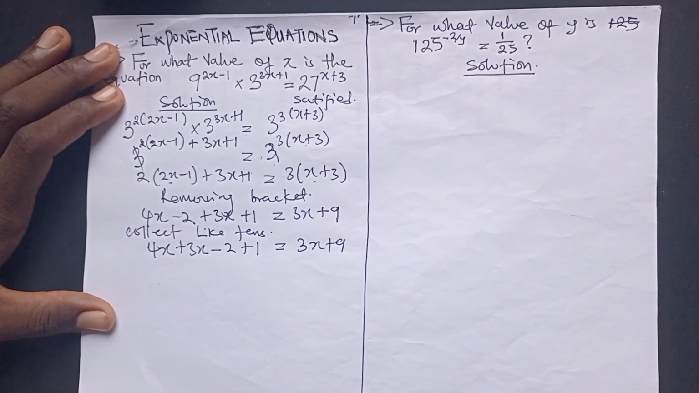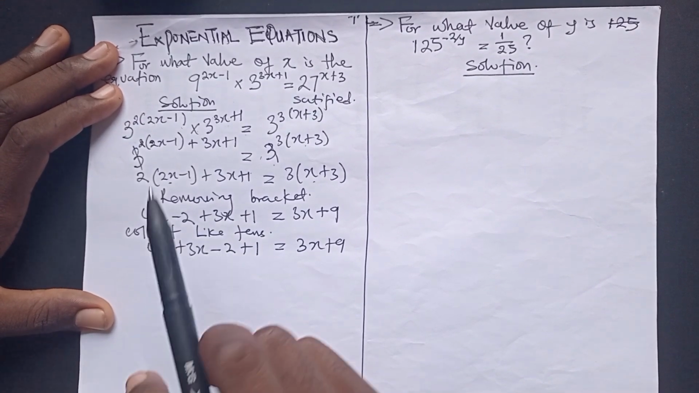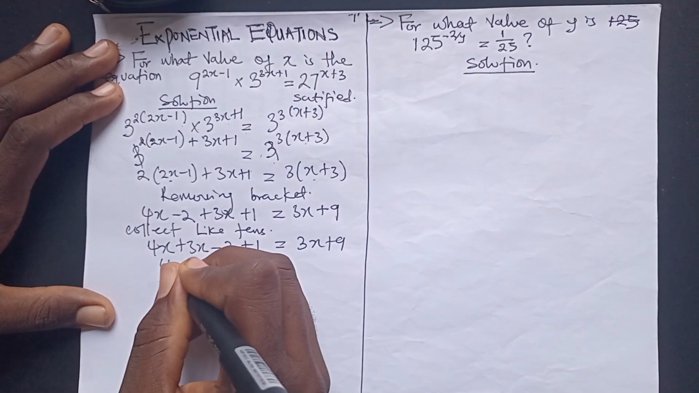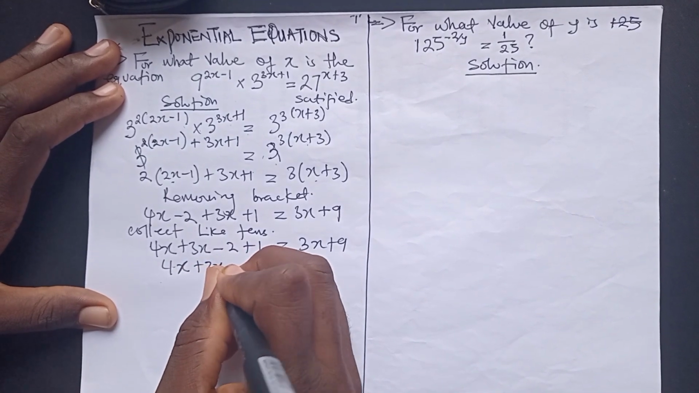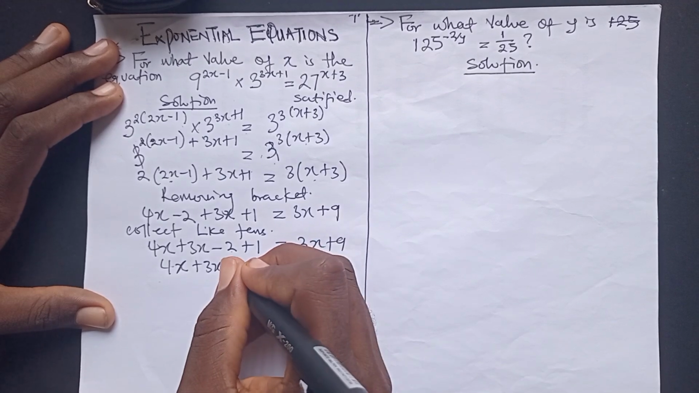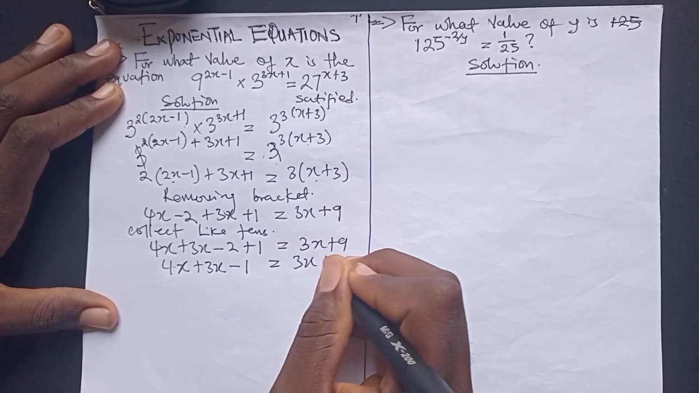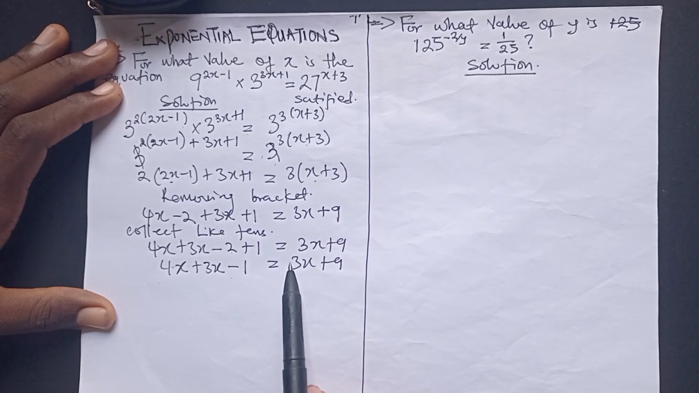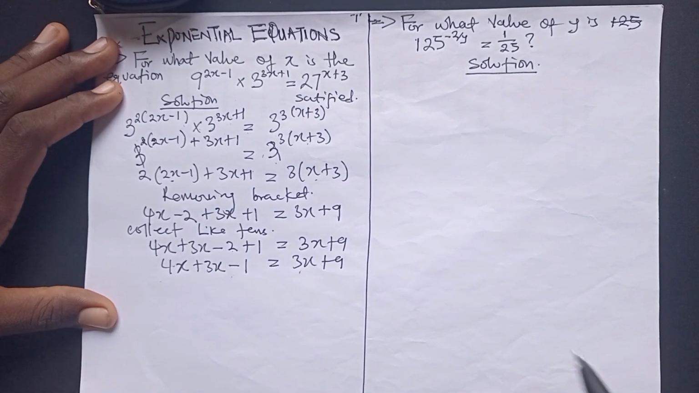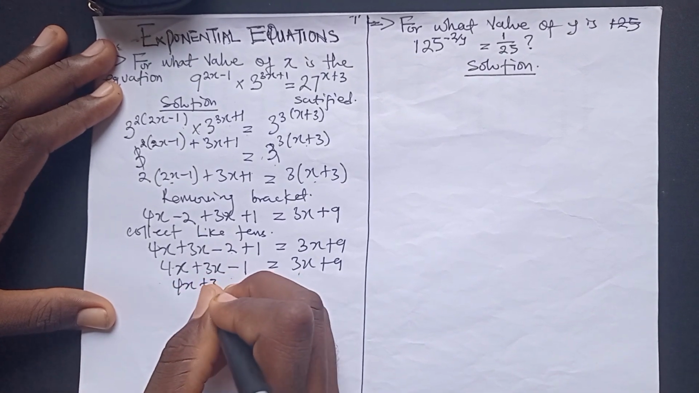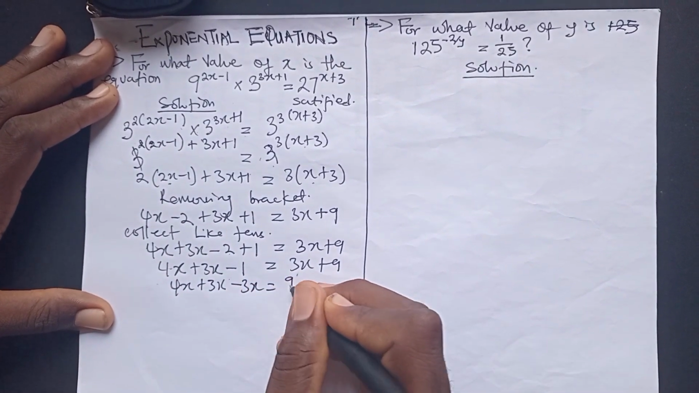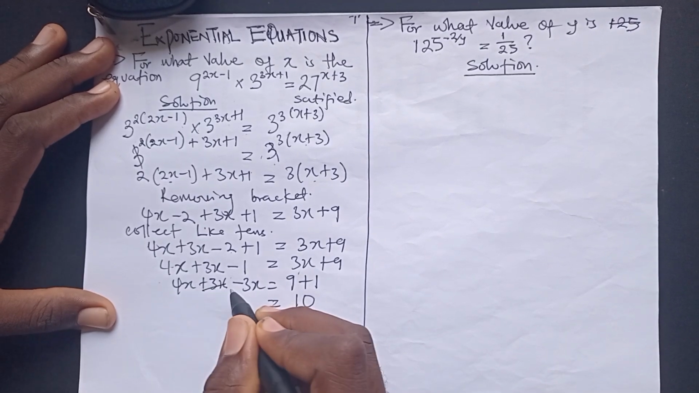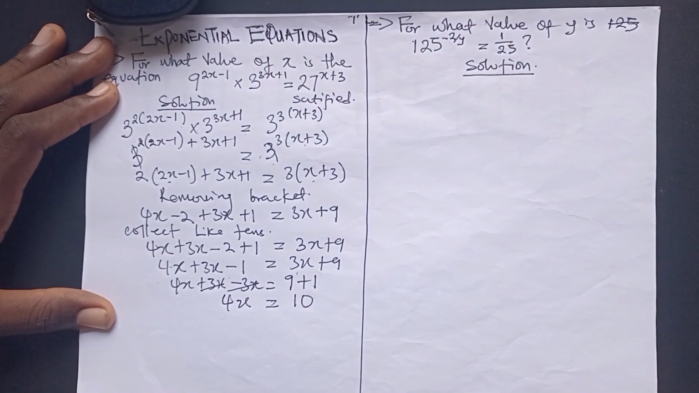Now, I always say that whenever a number is carrying a negative or a positive sign, if that number is crossing the equality sign, going to any side of the equation, the number will change sign. So here we have 4x plus 3x minus 1 equal to 3x plus 9. If you take minus 1 to the other side, it will change sign to plus 1. And we take plus 3x to the other side, it changes sign to minus 3x. So we have 4x plus 3x minus 3x equal to 9 plus 1. 9 plus 1 gives you 10. Plus 3x minus 3x cancel out, so you are left with 4x.